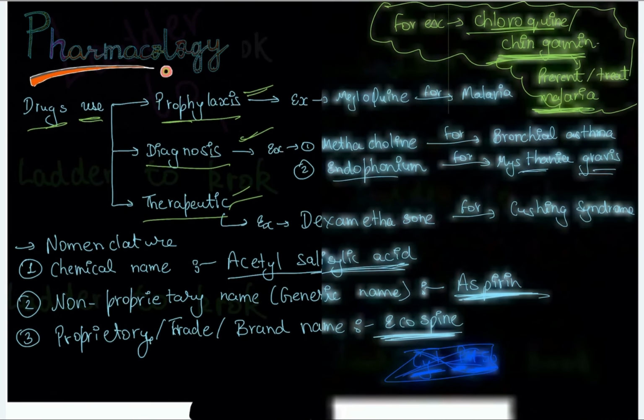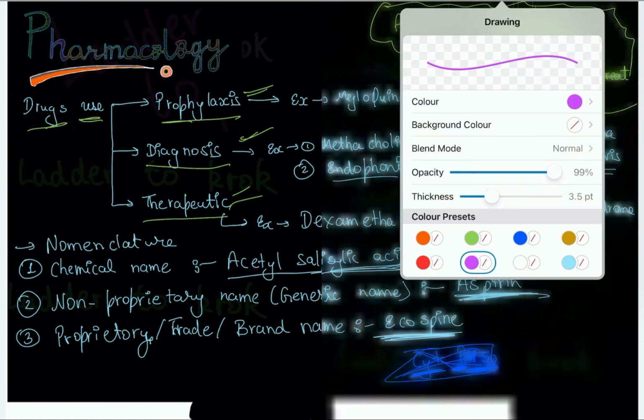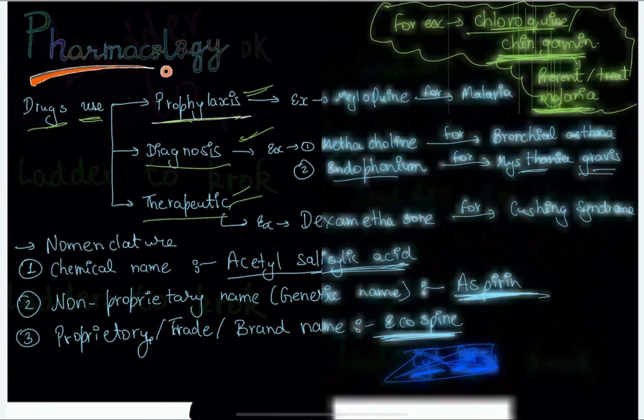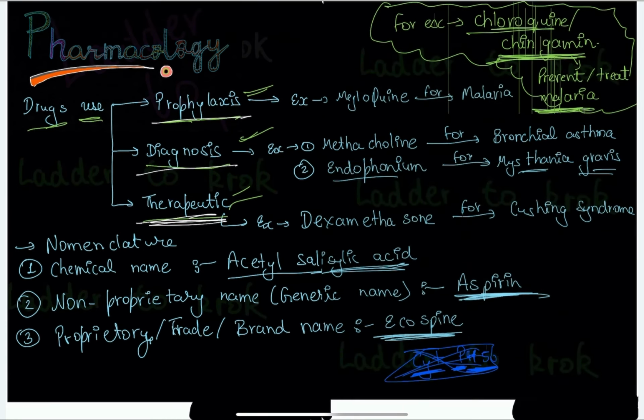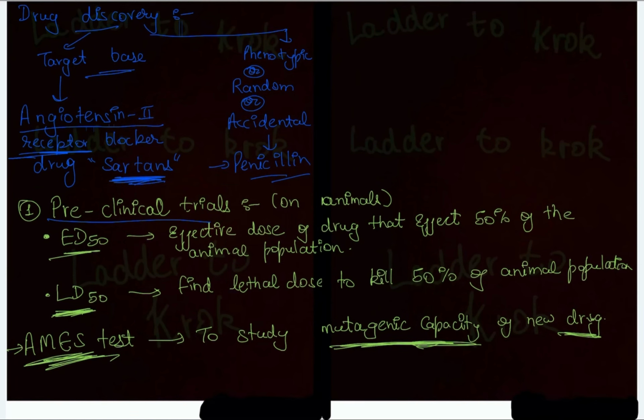Okay, pharmacology. What is pharmacology? As we already discussed, it's the study of drugs and how they react to our body or tissues in a positive manner. Now, a drug can be used as prophylaxis, diagnostic and therapeutic. Some drugs can have two effects, like chloroquine, which is used to prevent or treat malaria. Nomenclature: one drug can have many names, like acetylsalicylic acid, aspirin, Ecosprin, but they are the same thing. Now ED50, LD50. The Ames test is for the mutagenic capacity of a drug.